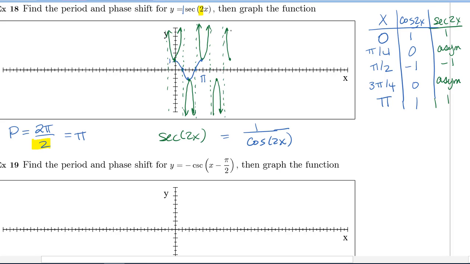So again, it's the reciprocal of cosine, so if you want to draw that cosine column in first and then just do the reciprocal of all those values, that's fine. It's an easy way to remember it. And then you can graph the points in from there.